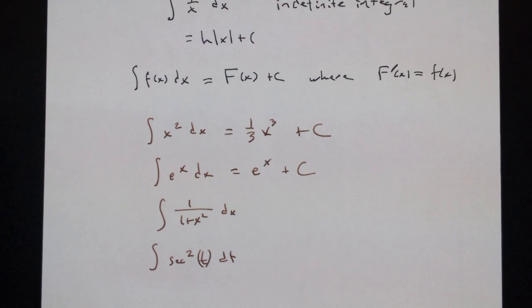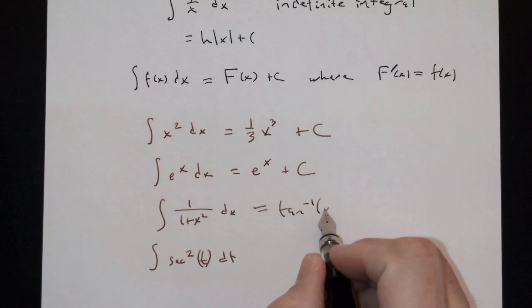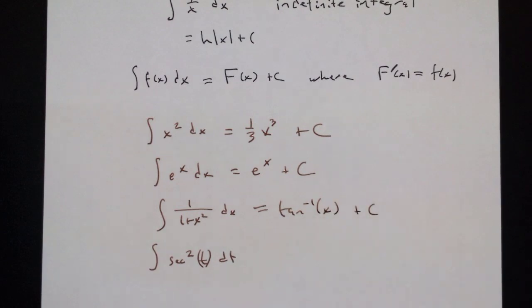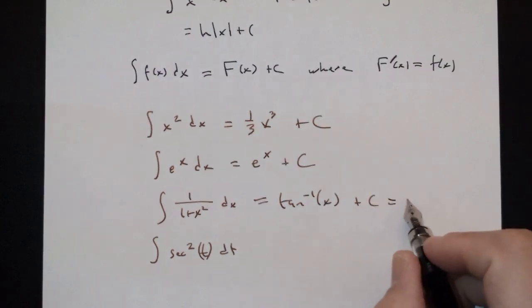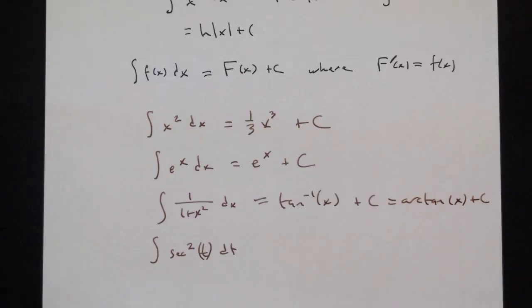I've got to go to my pattern matching idea. I don't know how to do quotients, but I do remember on my formula sheet, 1 over 1 plus x squared shows up, and that goes with my inverse tangent. Now, because inverse tangents give me angles, you might also see this written as the arc tangent, since an angle in radians is a measure of arc.